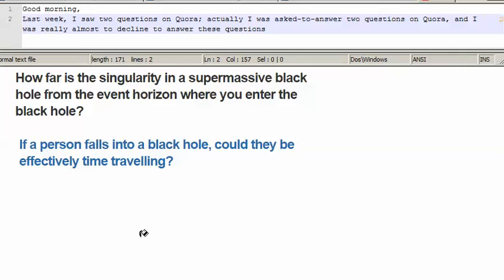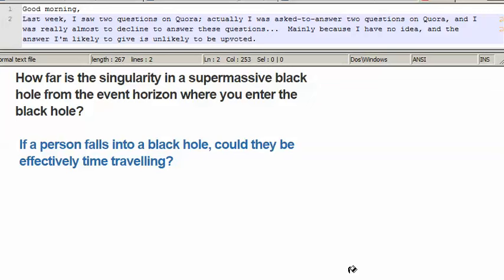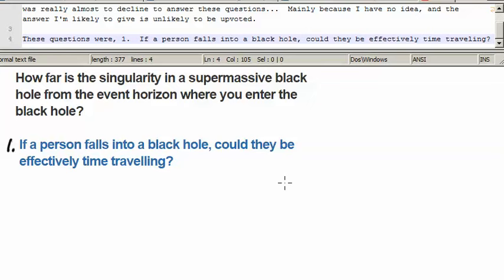Good morning. Last week, I saw two questions on Quora. Actually, I was asked to answer these two questions on Quora, and I was really almost ready to decline to answer them, mainly because I have no idea and the answer I'm likely to give is unlikely to be upvoted. These questions are, one, if a person falls into a black hole, could they be effectively time-traveling?